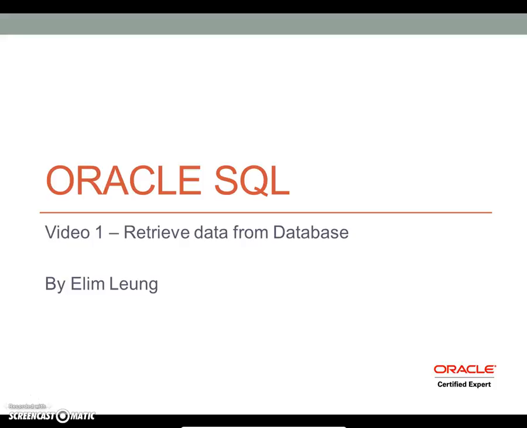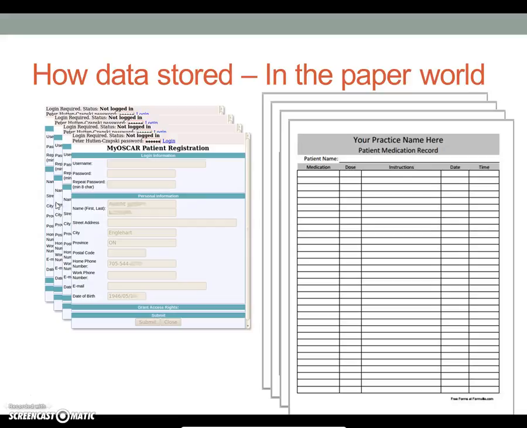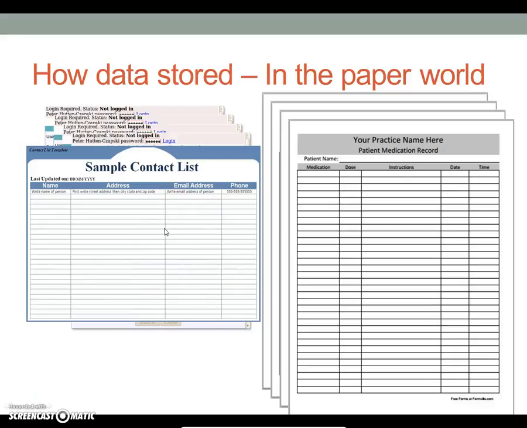retrieve information from the Oracle database, let's go through how an Oracle database stores information. Suppose you're working in a clinic and you need to store information for your patients, the contact details of the patients, and also the medical records for the patients. In the paper world, you would have a patient registration form requesting the patient details and contact number, and you would store it in a simple contact list, including the name of the patient, address, email, phone number, etc.